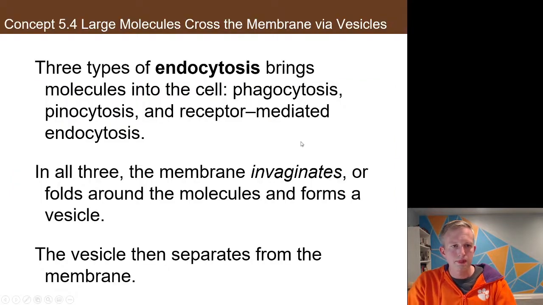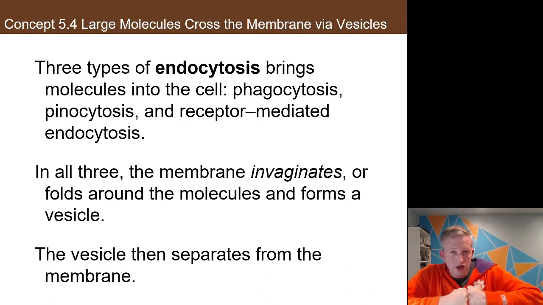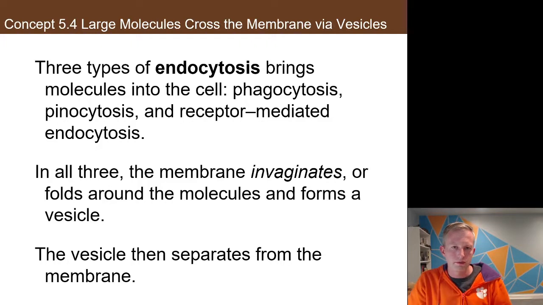So there are three types of endocytosis. There's phagocytosis, pinocytosis, and receptor-mediated endocytosis. In all three, the membrane is indenting in. Invagination is the term for it. It forms around the molecule and creates that vesicle.